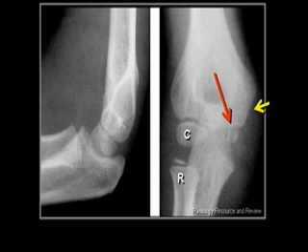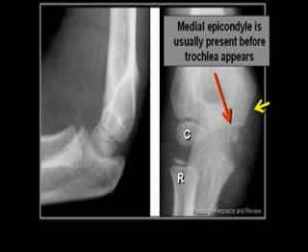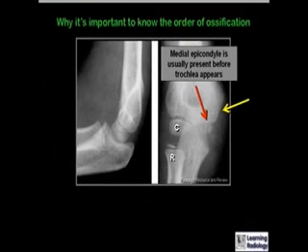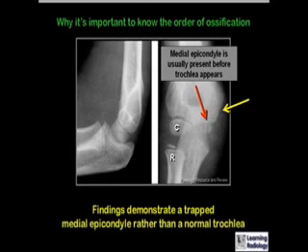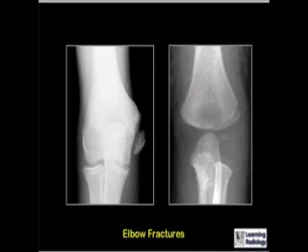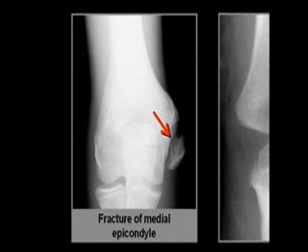Instead, what we see is what looks to be the fourth center to ossify, the trochlea. But the trochlea should not ossify before the medial epicondyle. And what this represents is the medial epicondyle has been pulled into the joint and is trapped within the joint. So this is an abnormal elbow. The only way that you would recognize that is by knowing the order of ossification of the centers around the elbow.